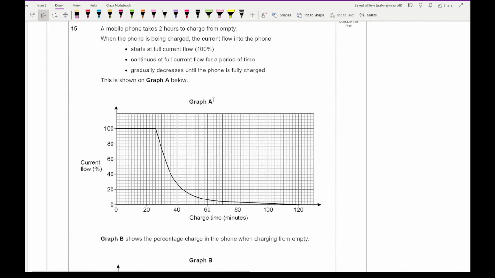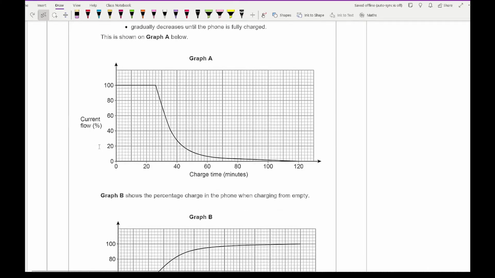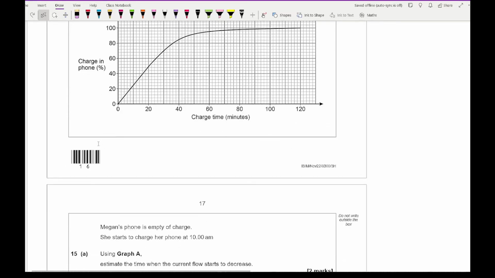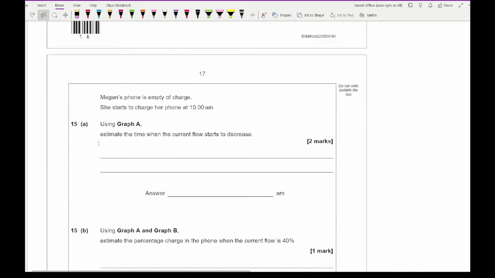Then moving on to question 15, it says that a mobile phone takes 2 hours to charge from empty. When the phone is being charged, the current flow into the phone starts at full current flow, which is 100%, continues at that current flow for a period of time, and then gradually decreases until the phone is fully charged. This is shown by graph A below. Graph B then shows the percentage charge in the phone when charging from empty. Again, I'm sure we can all relate to this situation. It says that Megan's phone is empty of charge. She starts to charge her phone at 10 a.m.